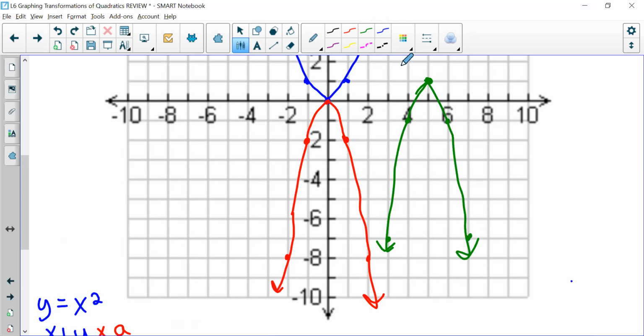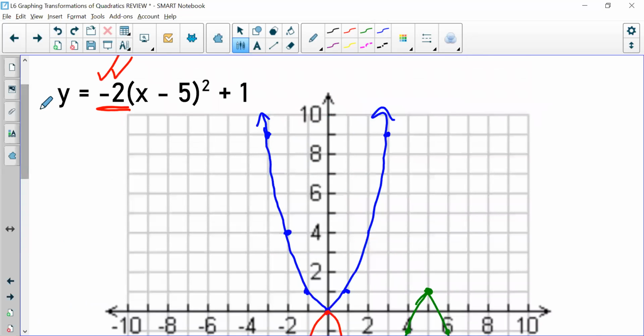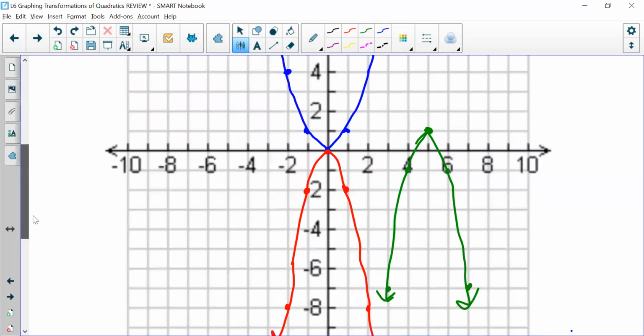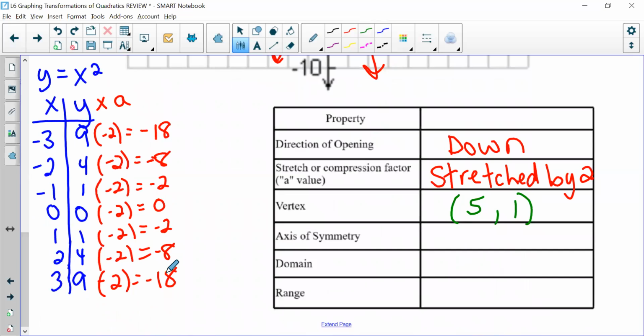All right, so the green one is my final graph, and it looks good. It's opening down, it's stretched, and the vertex is at 5 and 1. So that's great. Let's fill in the rest of this chart. We already said it's opening down. That was looking at my A value. Stretch or compression is also my A value. The vertex we have is H and K. We have all this.